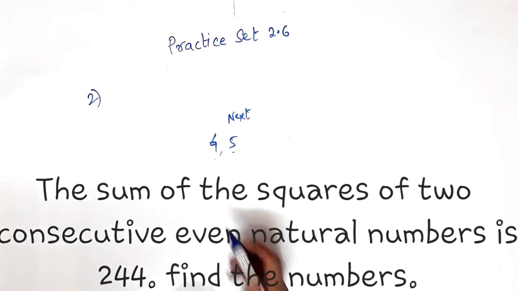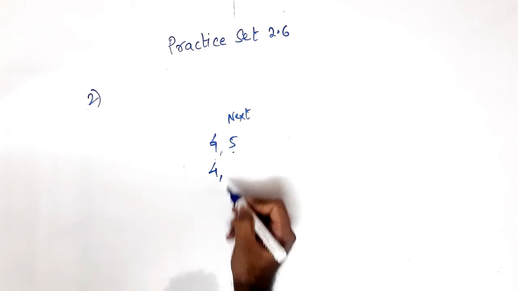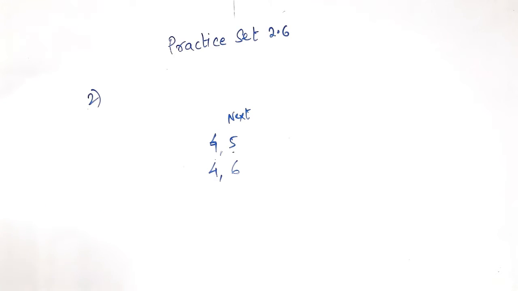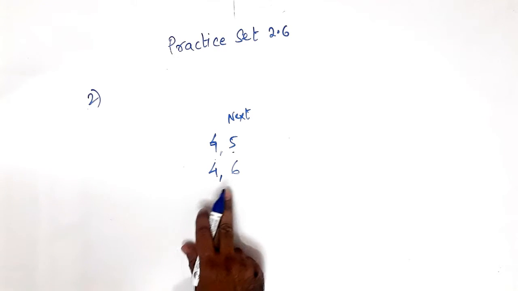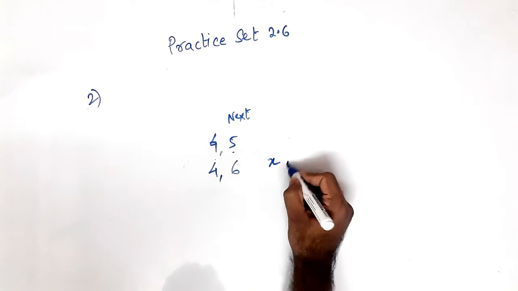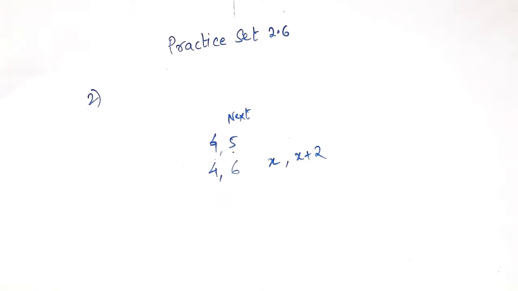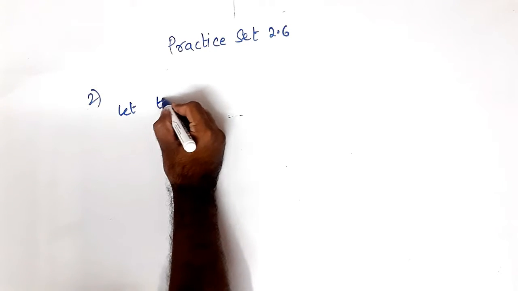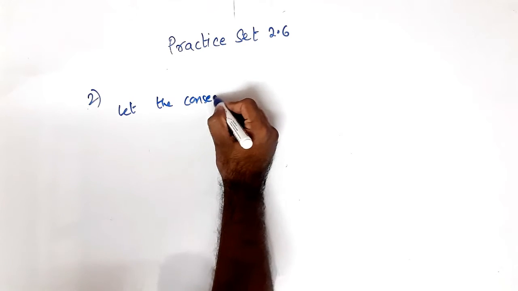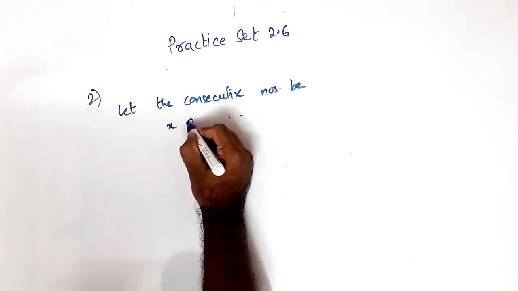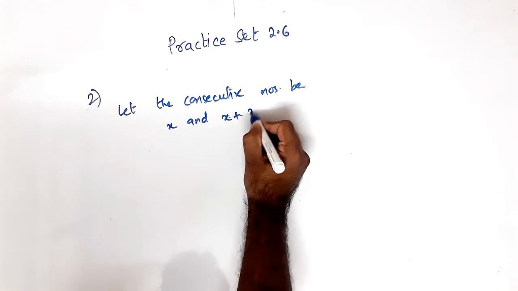Okay, but here they have asked consecutive even number. So consecutive even number of 4 will be 6. Correct? It means there is a difference of 2. So if I take the smaller number x, the bigger consecutive number will be x plus 2. Correct? So first we'll assume it like this. Let the consecutive numbers be x and x plus 2.